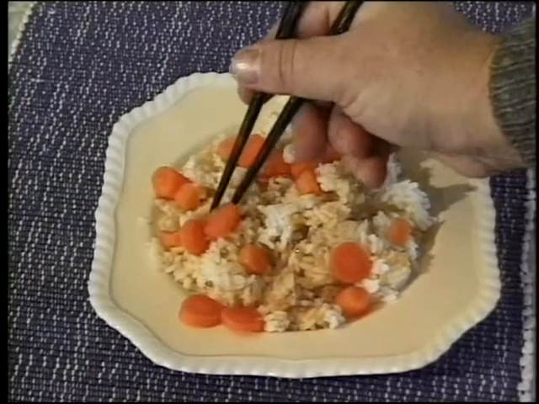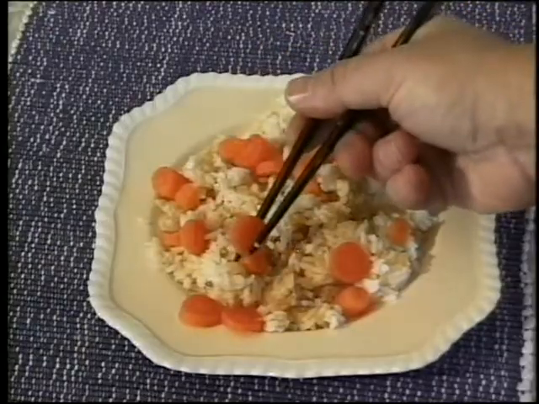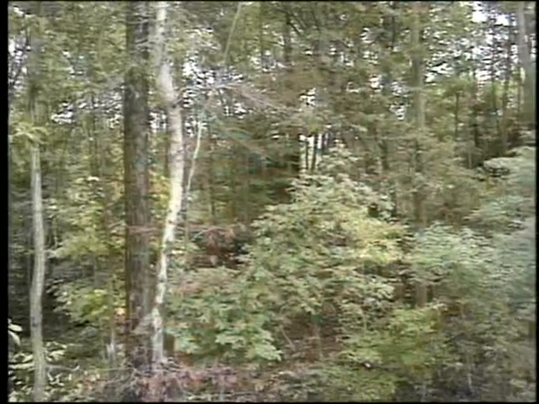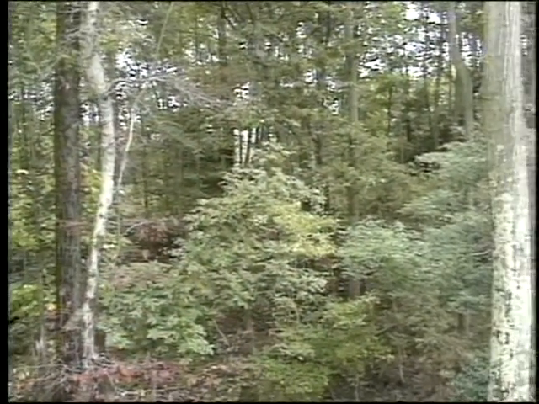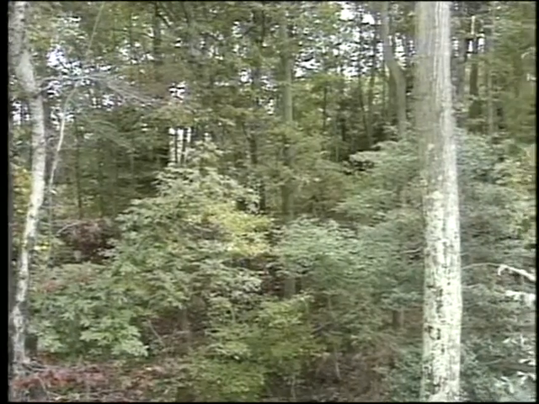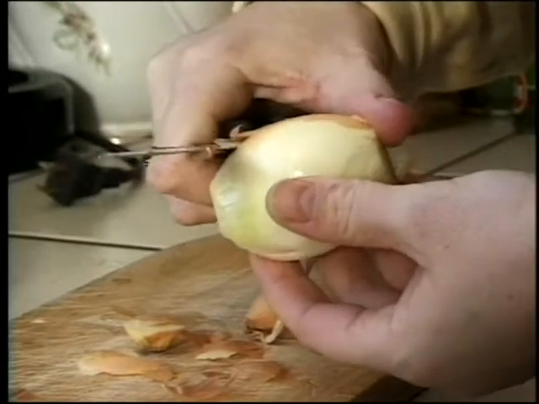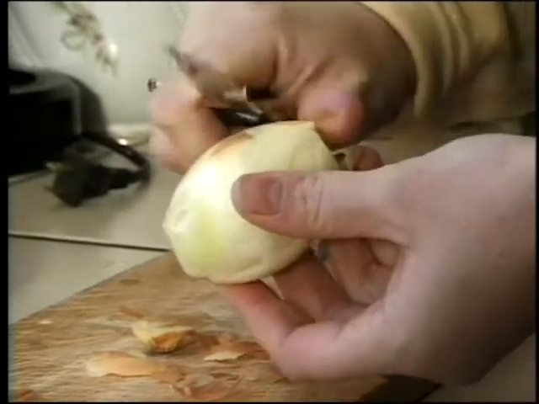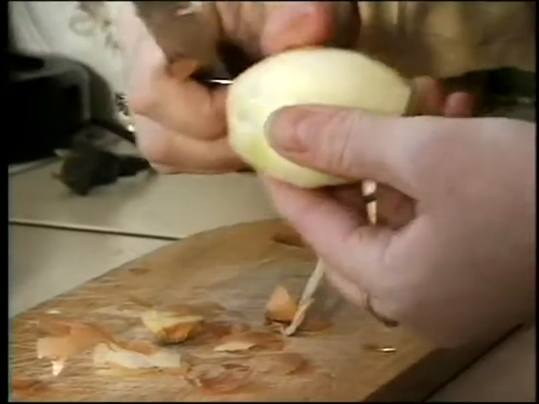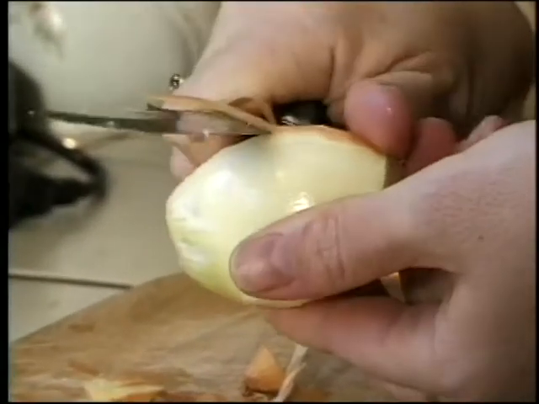And these chopsticks, used to eat food, were shaped from trees like these. All these materials have gone through a change, a physical change. A physical change is a change in the size, shape, or phase of matter without the matter changing chemically.